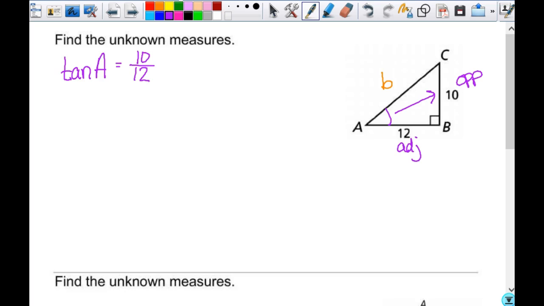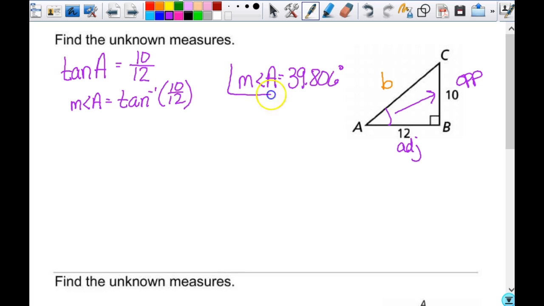Okay. So to get A by itself, what do I have to do? Inverse. So the measure of angle A is equal to the tangent inverse of 10 over 12. So what do we get for the measure of angle A? I'm going to redo second tangent. Good, 50.194... 39.806 degrees. So there's the measure of angle A.